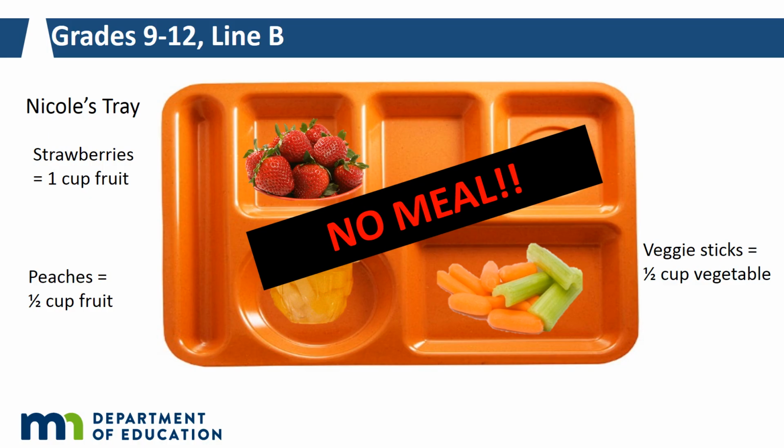There always has to be at least 3 different components, and at least one of which has to be a half cup of fruit or vegetable. So Nicole would need to select milk, grain, or meat in the minimum required portion sizes in order for this meal to be reimbursable.